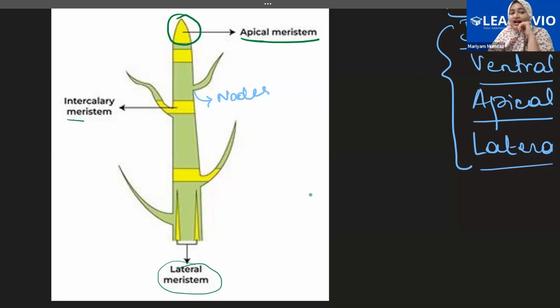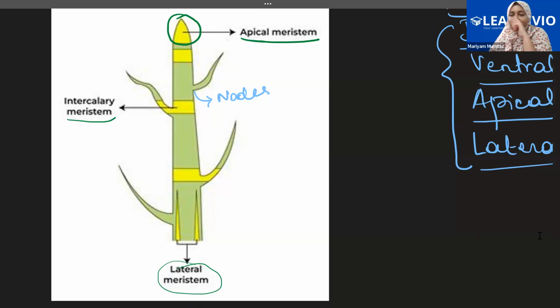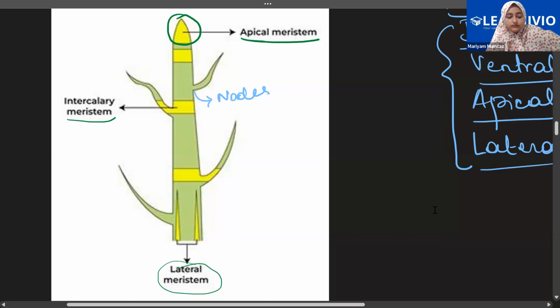Then there is intercalary meristem. Now, intercalary meristem is present at the internode. Now, who can tell me what is internode? Between two nodes. The position between two nodes. What is nodes? Tell me. Whoever knows can say. What is the meaning of nodes? I mean, not meaning, but what do the nodes do?